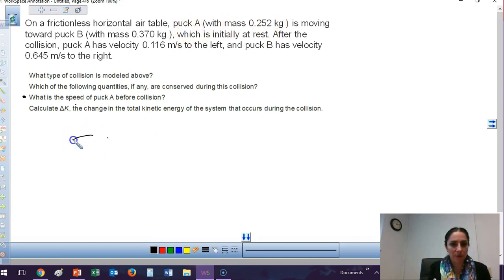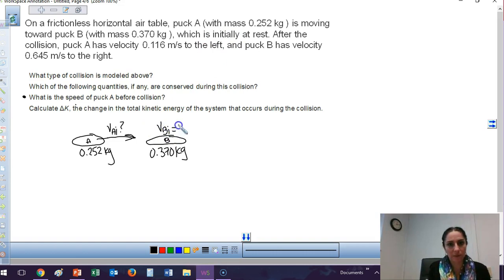So we have puck A with that mass. So puck A has a mass of 0.252 kilograms and is moving toward puck B, which is initially at rest. So I'm going to assume that toward is forward. So there it is, puck A. Technically we don't know its velocity, so I'm going to go ahead and just write down the variable like that to say that I don't know this. Okay. So puck B, with its mass of 0.370 kilograms, is actually initially at rest. So the initial velocity of B is 0.